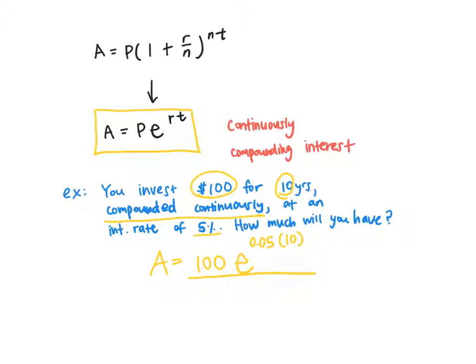So plug all of this into your calculator all in one go, and you should get, rounded to the nearest cent, $164.87.